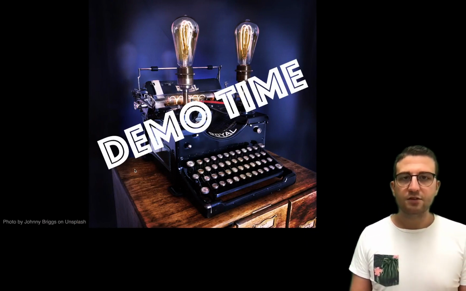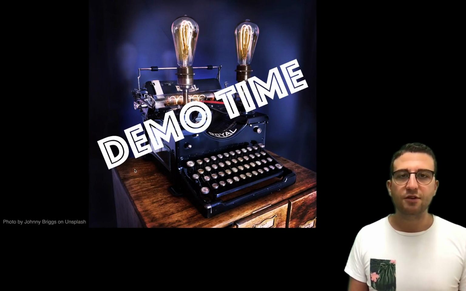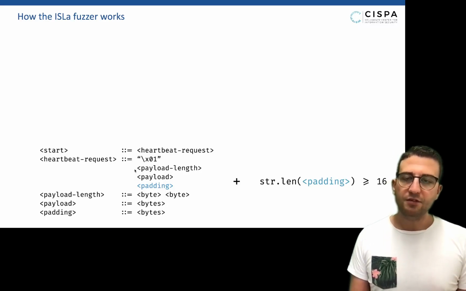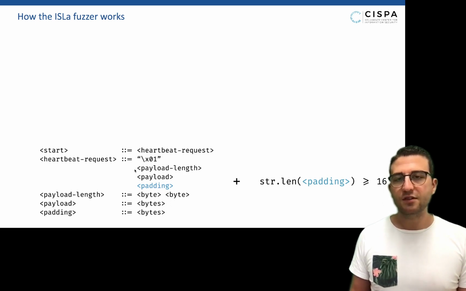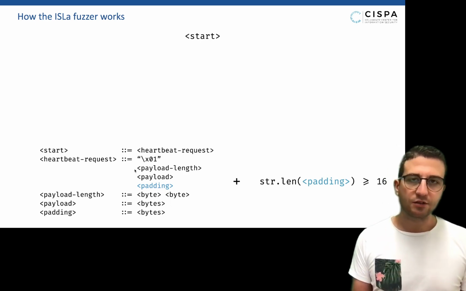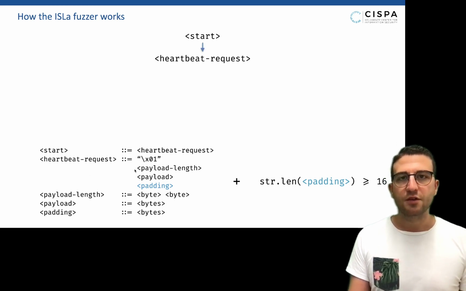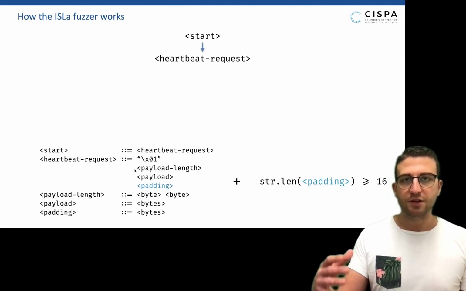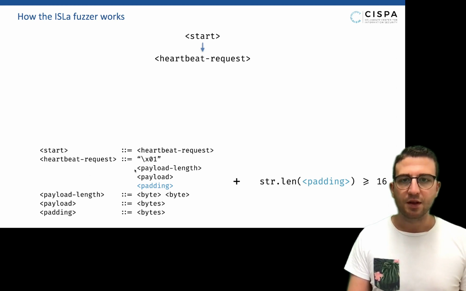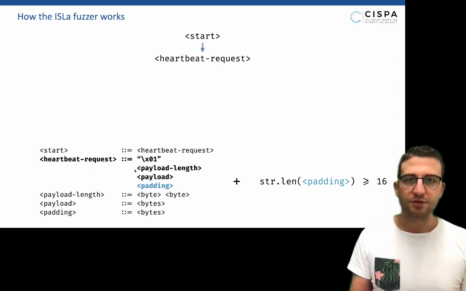So how does ISLa do this? How does the ISLa fuzzer work? The ISLa fuzzer is grammar-based. So what it does is it starts with the start symbol of our grammar, and then step by step uses the grammar expansion rules to expand the current derivation tree that we have here into something more specific.